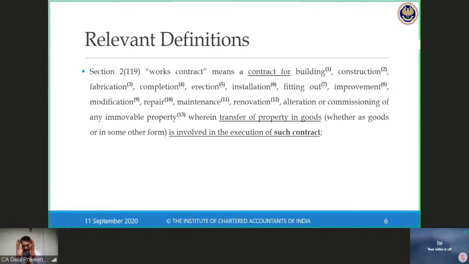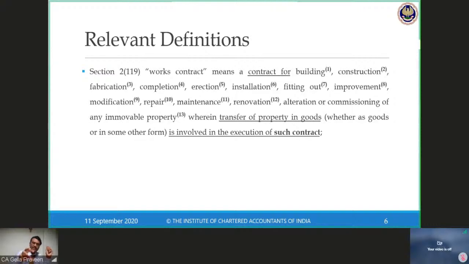Now all these 13 clauses we see, there is a minor variation. Building, construction. What is the difference? Building is where there is a building, there is a construction activity. So what is the difference? Not much. If you have given a contract of building, you have given a contract of construction. This is how the broader meaning was brought into this particular definition called works contract.